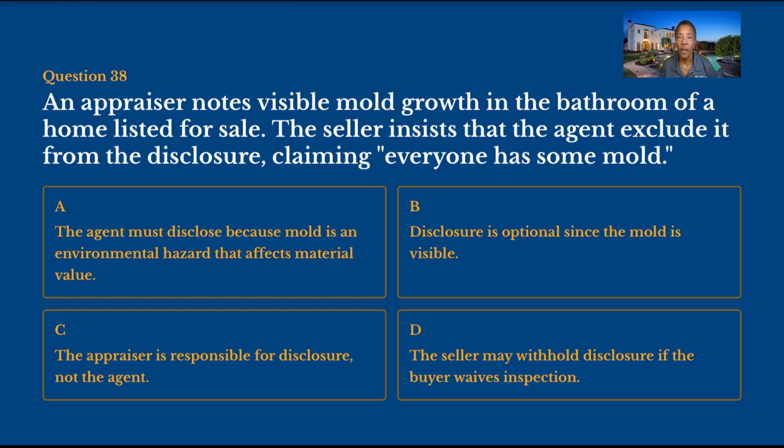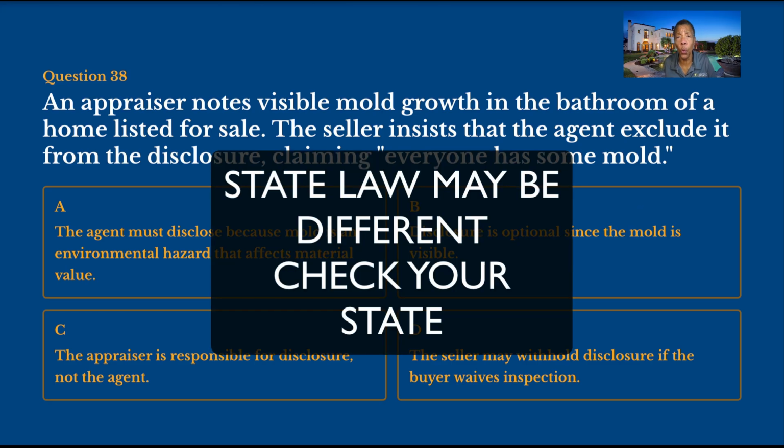Here again, never pick an answer like D. You can just withhold it if they waive inspection, meaning you didn't inspect, so I ain't telling you nothing, right? Because we know that you have to disclose latent defects. But in this case, it says the mold is visible. So the mold is what? It's patent. Everybody could see the mold, okay? And so in that case, because it's visible, you didn't have to disclose it. So B would be the appropriate answer. Disclosure is optional since the mold was visible to everyone. It was patent in this situation.